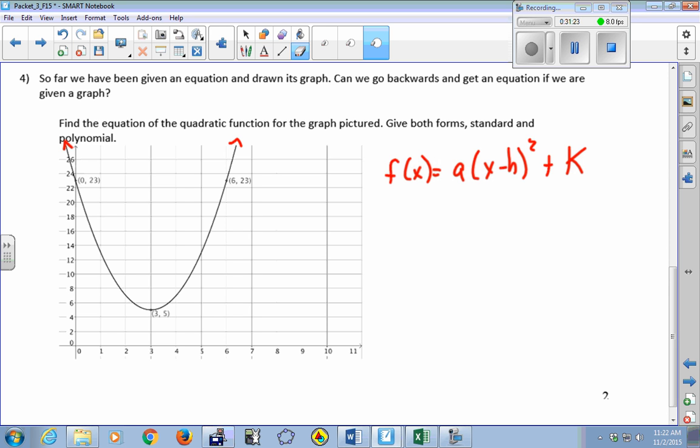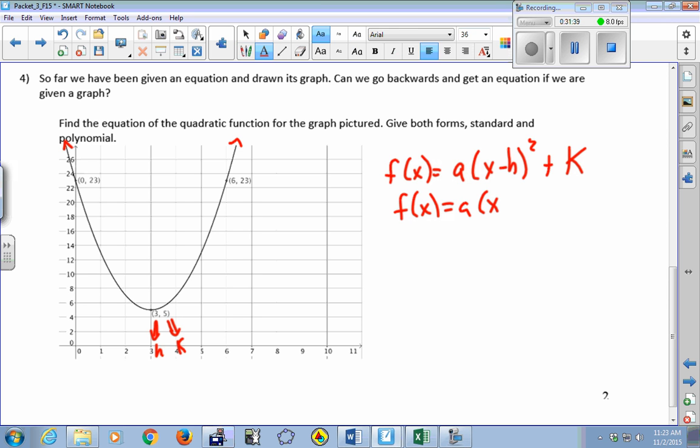Josh? You can plug in the vertex. This is H, and that's K. So right now, I go up here and I say, okay, I know what H is. H is 3. And K is 5. There we go, 3, 5.